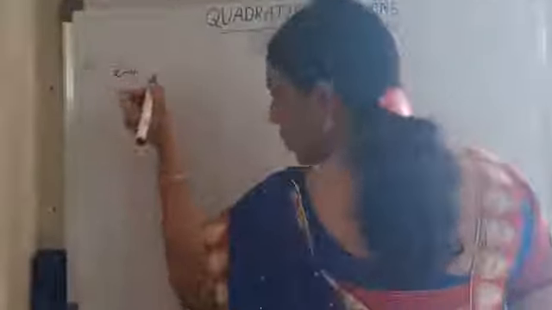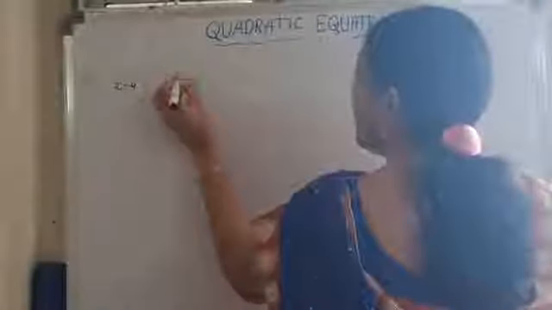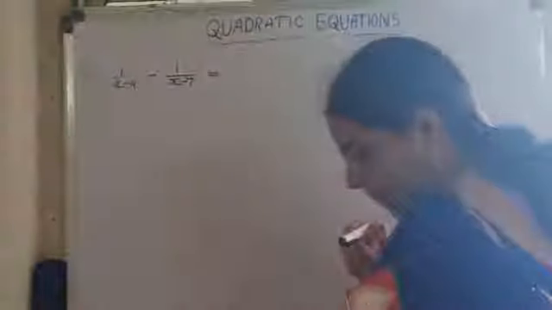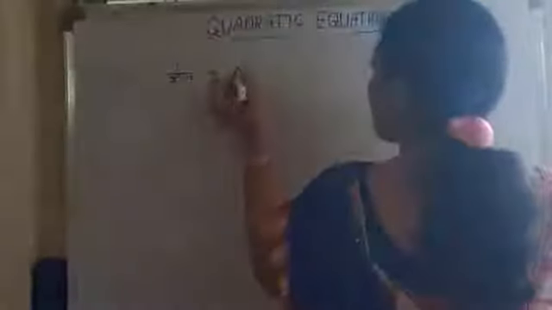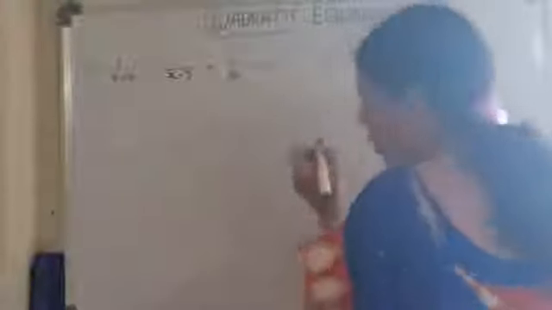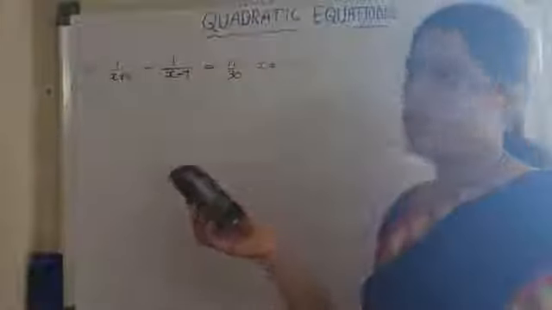I will go to another model next. Find the roots of the following equations. Observe this sum. 1/(x plus 4) minus 1/(x minus 7) is equal to 11/30. Here x is not equal to minus 4 and 7. Find the roots of the quadratic equation, the roots of the given equation.